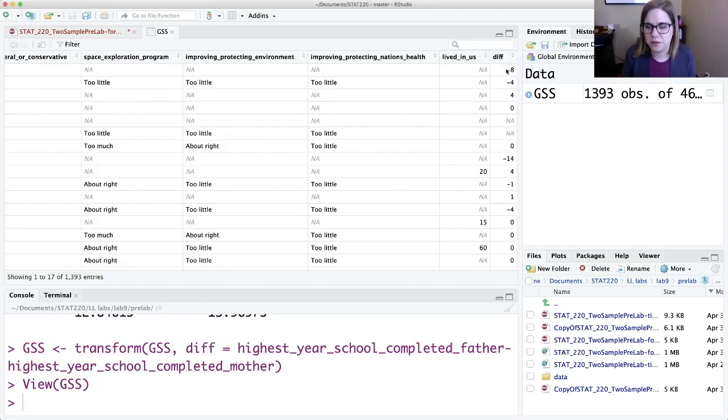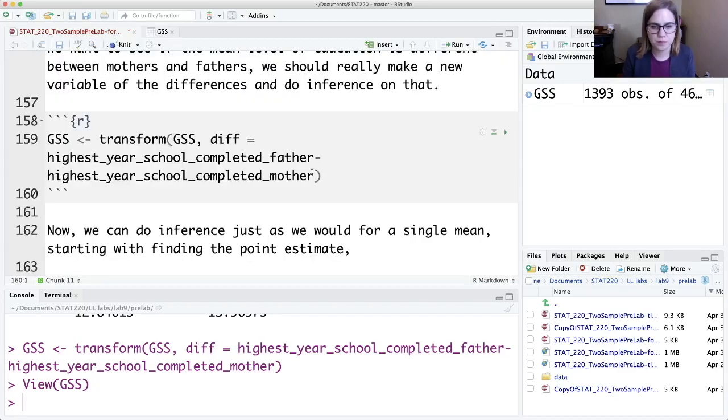which is difference. So this first person, their father completed 8 more years of school than their mother, 4 more years of school. Now here the mom completed 4 more years. We've got some NAs in here, but because we've got our NA action, I think that's just going to get taken care of. And then we're going to do inference for this diff variable.